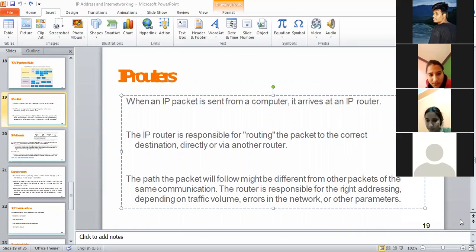Sakshi, is it clear to you, beta? Yes, sir.